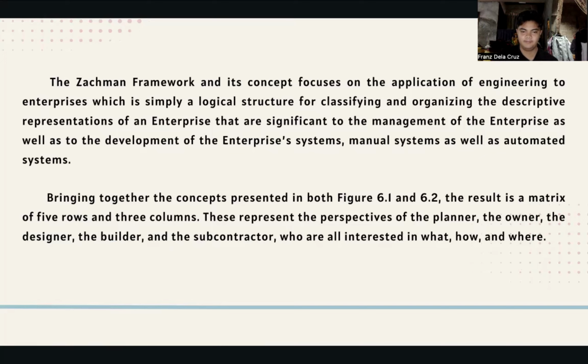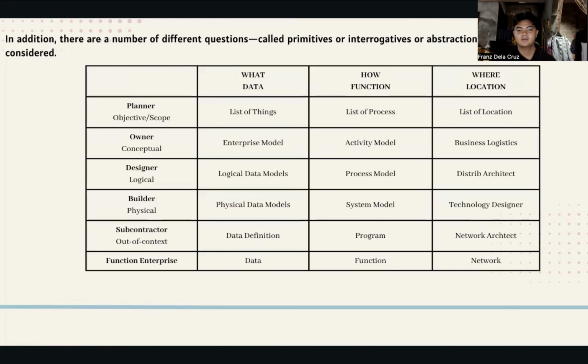Bringing together the concepts presented in both figures, the result is a matrix of 5 rows and 3 columns. These represent the perspectives of the planner, the owner, the designer, the builder, and the subcontractor, who are all interested in what, how, and where. It's the combination of the two figures. We have the what, how, and where, and the planner, owner, designer, builder, and subcontractor. Lastly, we have the functioning enterprise. We have the what, the data; the how, with the function; and the where, the network.